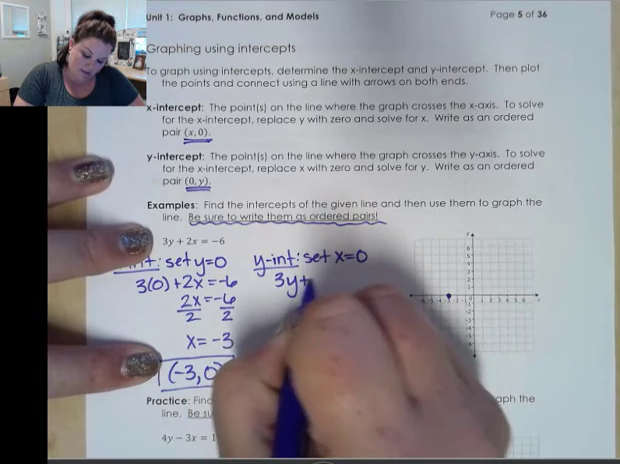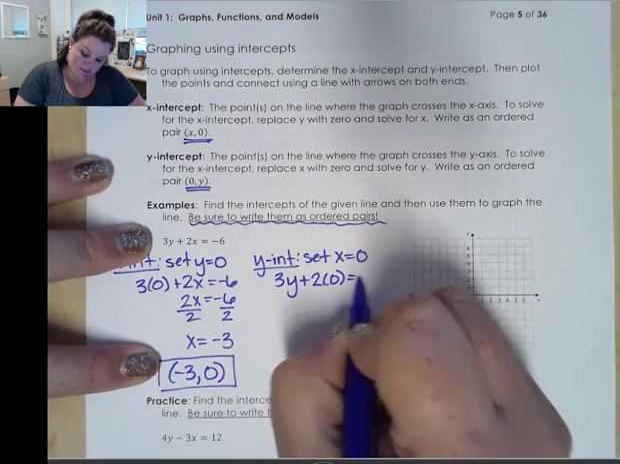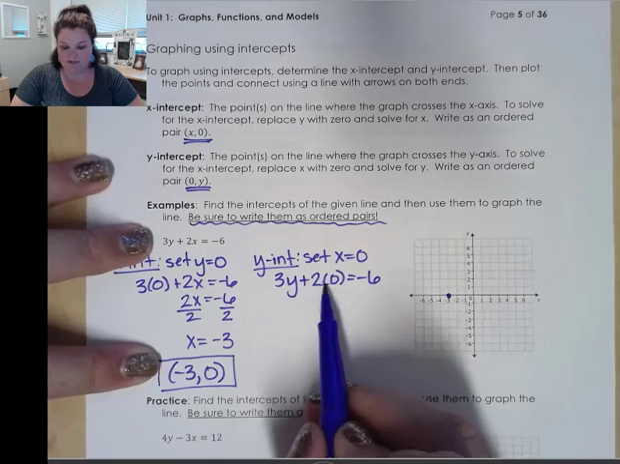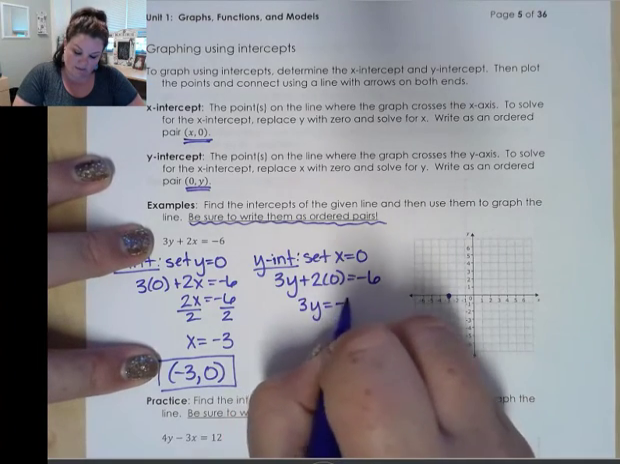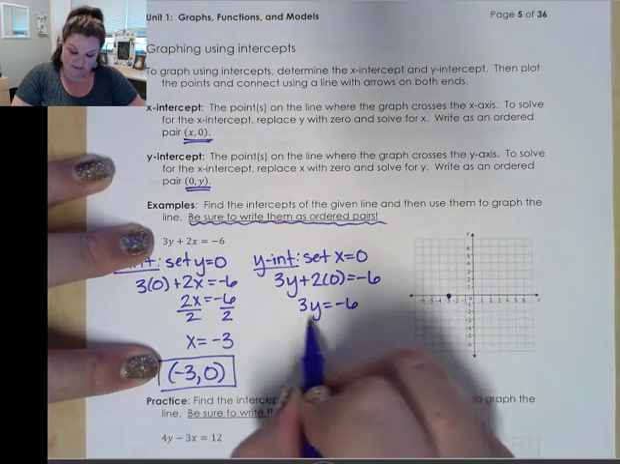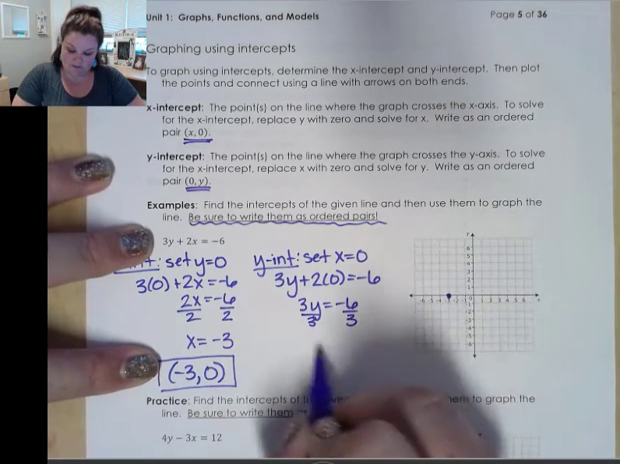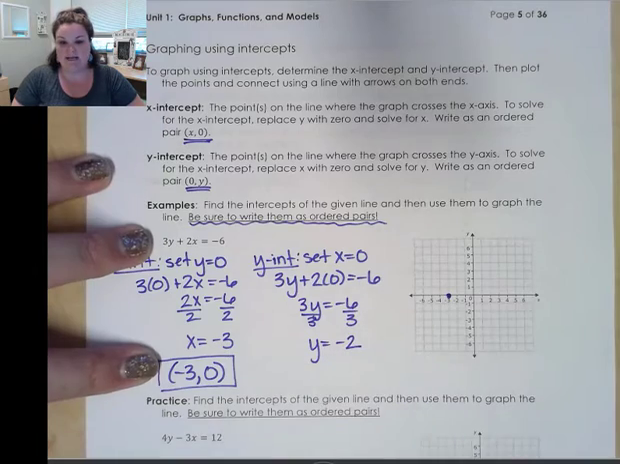So we have 3y plus 2 times 0 equals -6. My 2 times 0, that just becomes 0, right? So I'm really left with 3y is equal to -6. And then I divide off my 3, which gives me y is equal to -2.